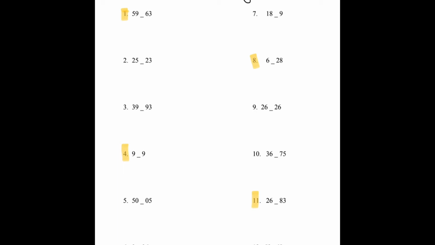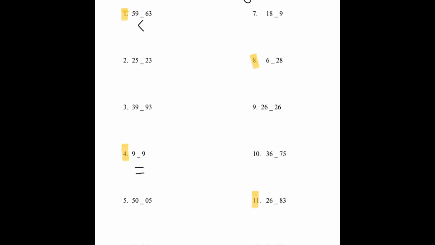So as you know, 63 is greater than 59. So this one is going to be like this, because 63 is bigger. Okay, number 4. The numbers are equal, so there is no greater nor less than. So this one we're supposed to put equal, because it's two same numbers.